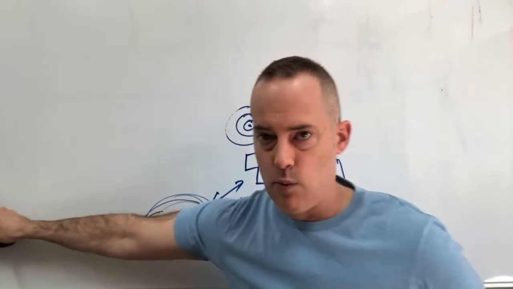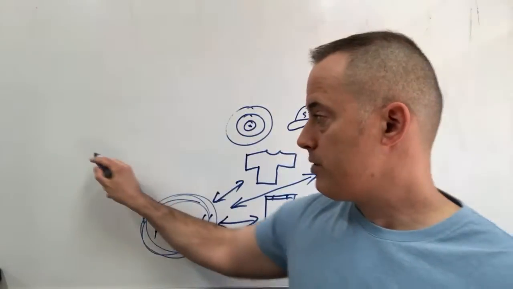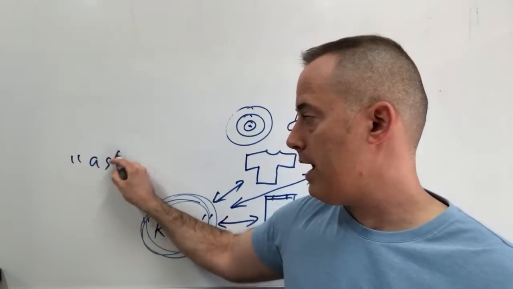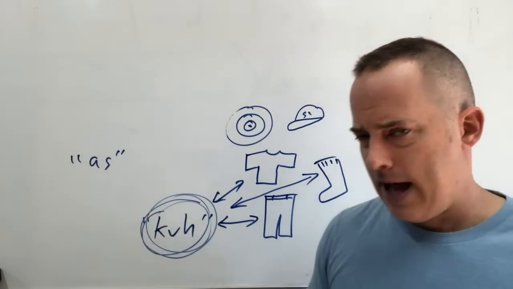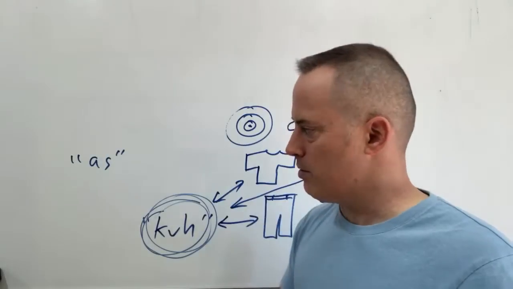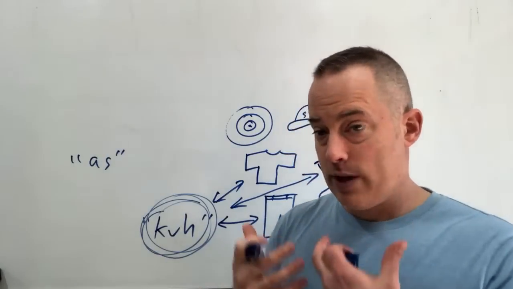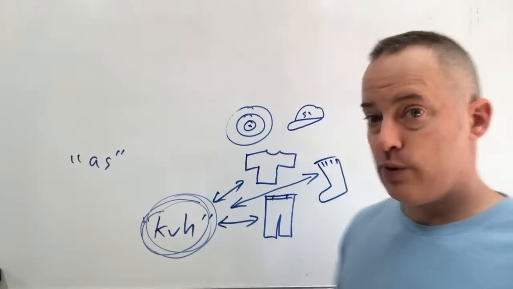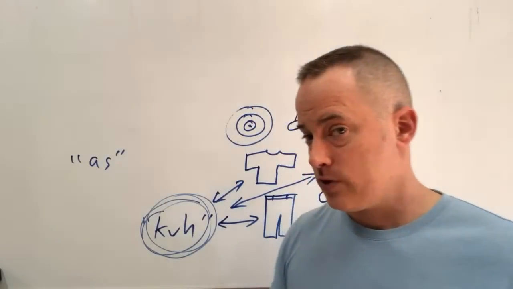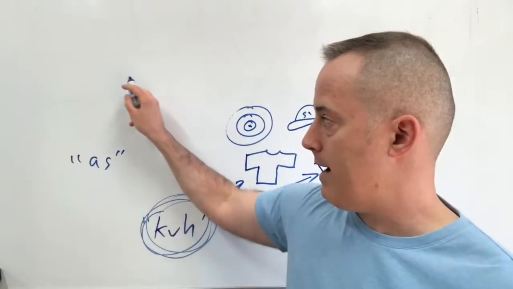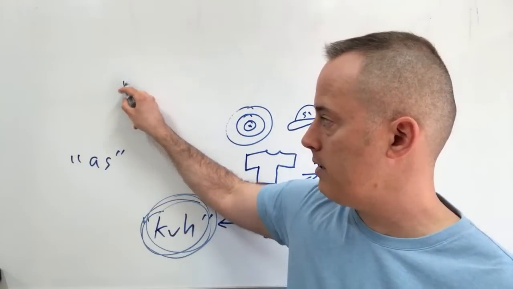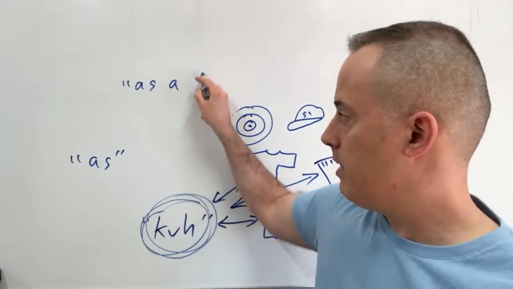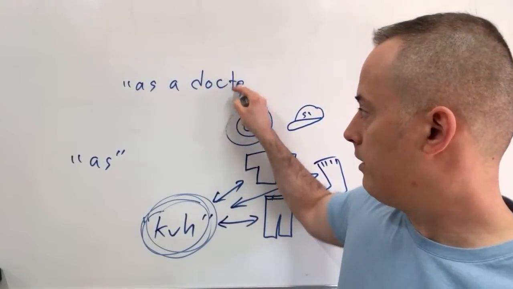But I'll show you how this works the same way. So we begin with the word "as," and maybe you don't know exactly what this means, you're not quite certain about it. So the best way to do it is a similar thing like this. We're just getting a bunch of examples. So let's say we have the phrase, "as a doctor."